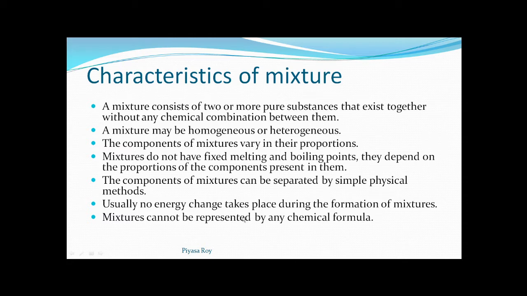Mixtures cannot be represented by any chemical formula. We cannot represent a mixture by any chemical formula, because in a mixture we get two or more components mixed together without any chemical bond. That means both of the components are there in a mixture, and so it cannot be represented by any chemical formula.